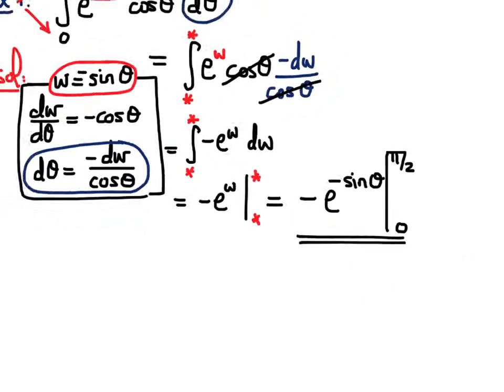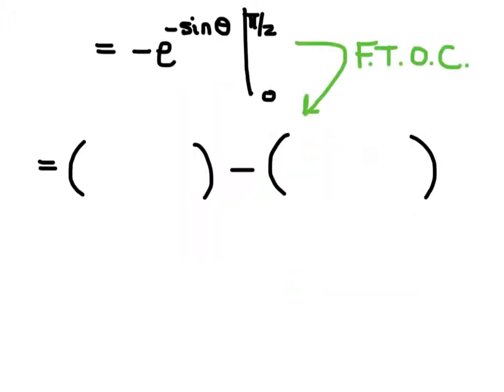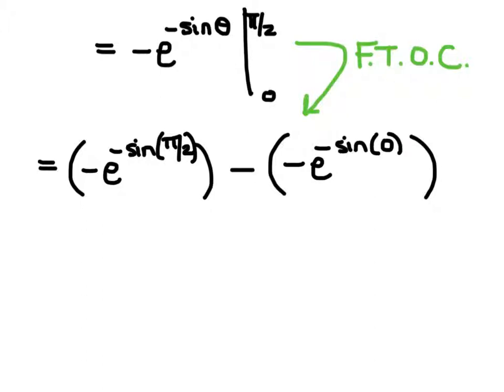So we're going to use the fundamental theorem of calculus, and so we first will evaluate negative e to the minus sine at the upper bound of pi over 2, and then we're going to subtract minus e to the minus sine of 0. All right. Now be very careful with these negative signs. You have a subtraction sign here, and then you have these negative signs, so it's very easy to lose track of these. So just be very adamant about putting in the parentheses.